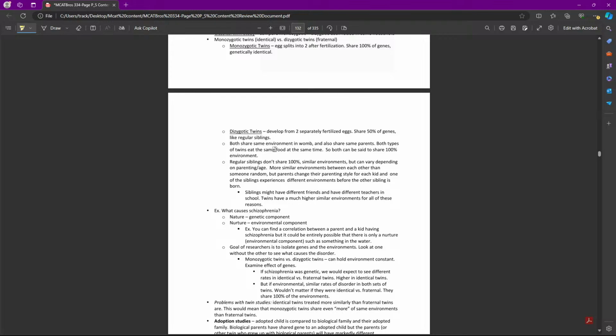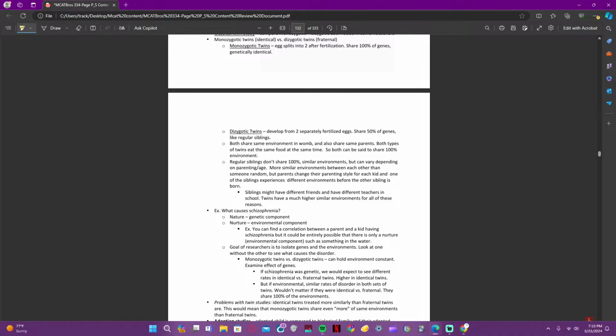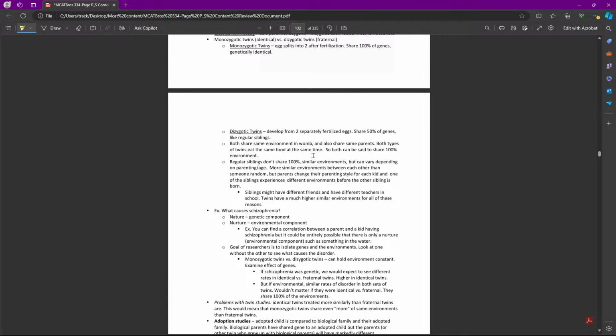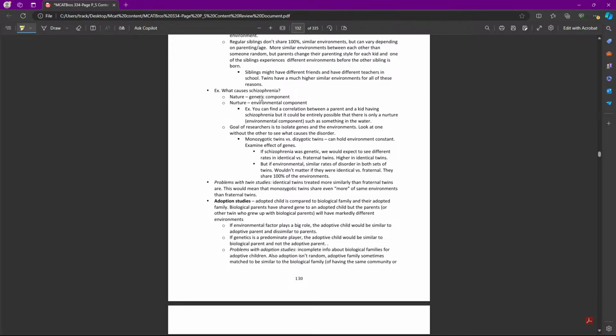Regular siblings don't share 100% of their environments, which can vary depending on parenting and age. They have more similar environments to each other than to random people. But parents change their parenting style for each kid, so there may be different environments. What causes schizophrenia? Nature and nurture. There is a general association between a genetic component and schizophrenia, but also an environmental one. So you can find a correlation between a parent and a kid both having schizophrenia.